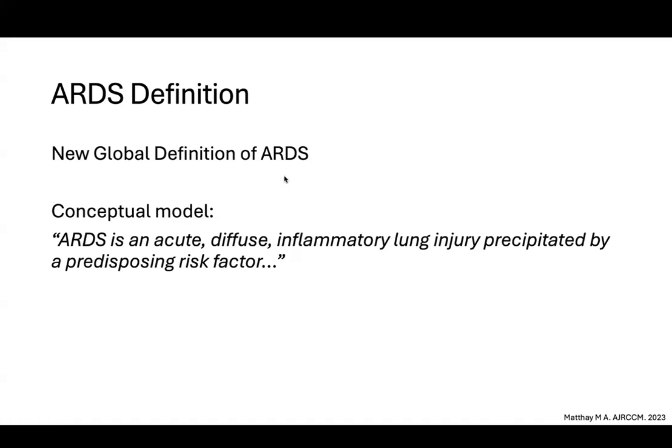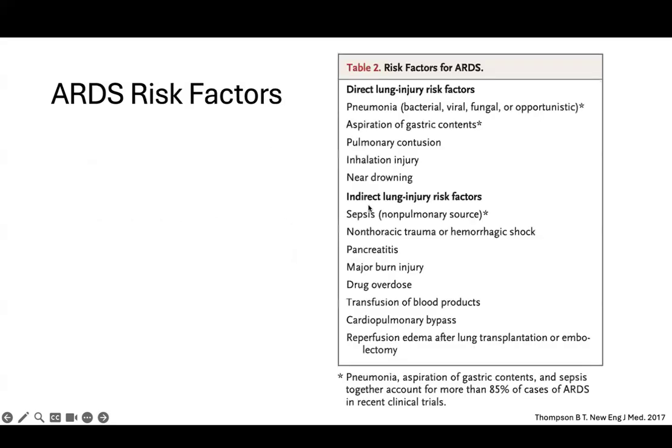Yes, Sujay. Okay. So this is all that I wanted you to remember, this first sentence, and we'll come to why this is important. So remember these words: acute, diffuse, inflammatory lung injury precipitated by a predisposing factor.